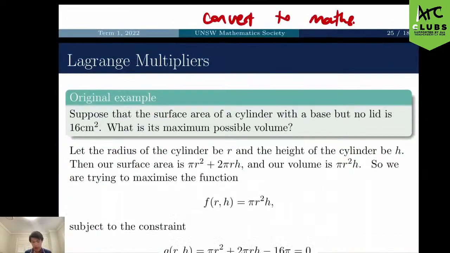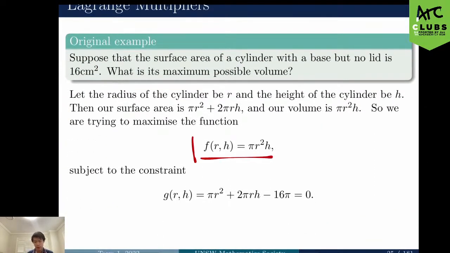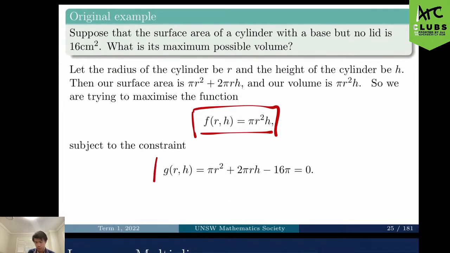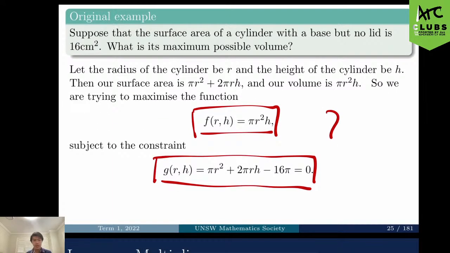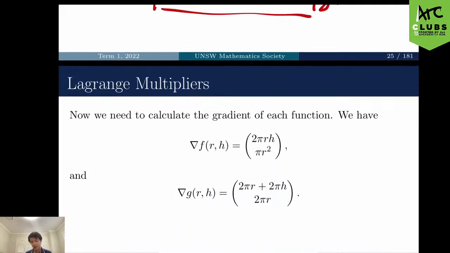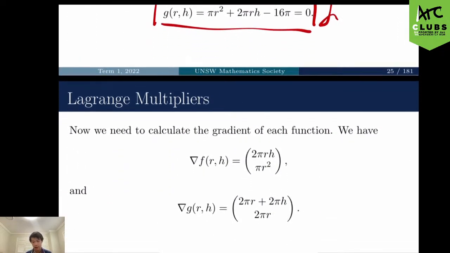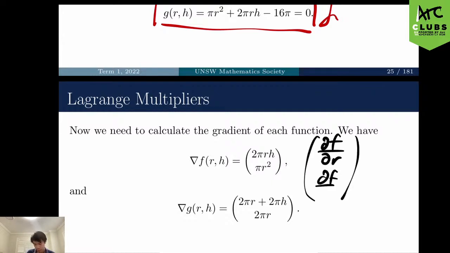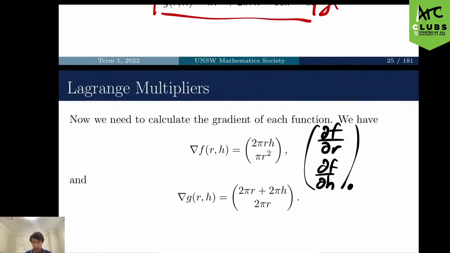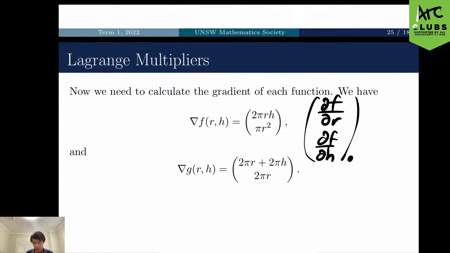Now we have the function f, which we just talked about, and the function g. Now we're all ready to go, because we just take the gradient. I won't go into calculating the gradient, but you can see we have to do it in the right order. So this has to be the partial derivative of f with respect to r, and this second one with respect to h. That's what we've done here, and same thing over here.